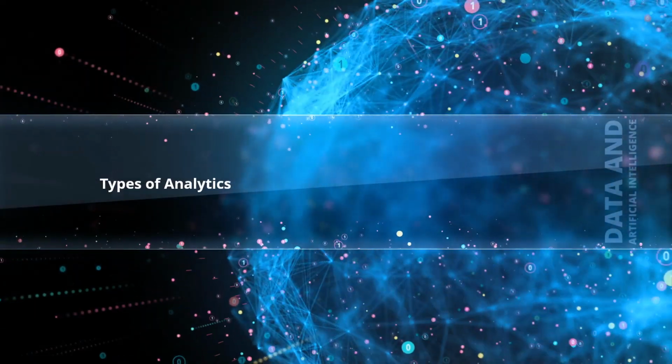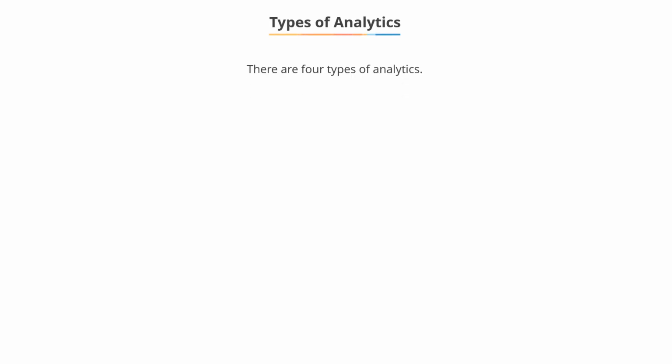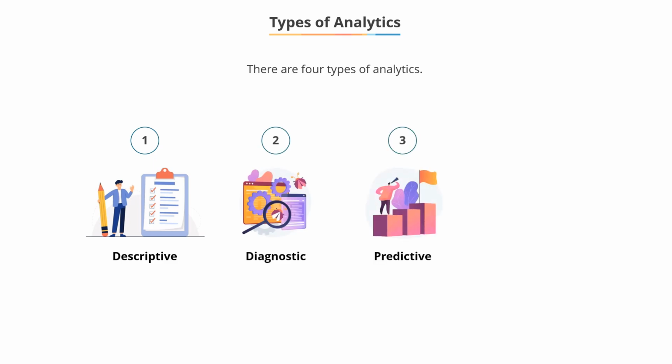Now, let us learn about types of analytics. There are 4 distinct types of analytics. Descriptive, which explains what has happened, diagnostic, which states why it happened, predictive depicts what could happen, and prescriptive talks about what should happen. Here, we will learn about these types in detail, one by one.